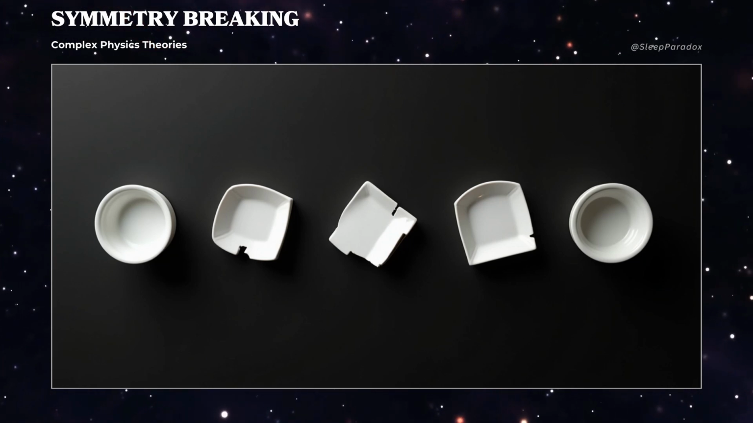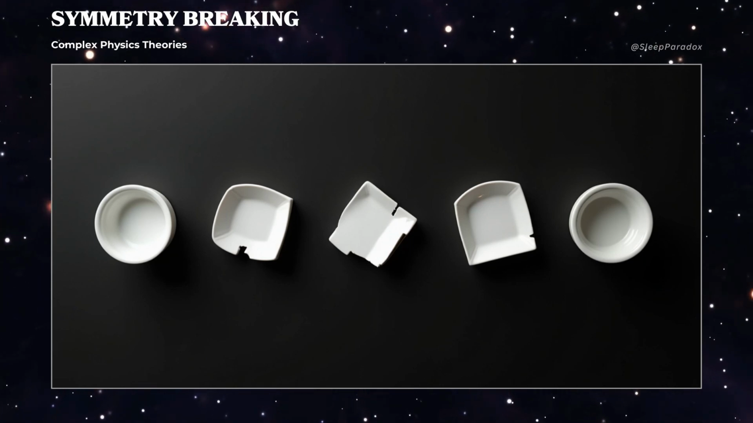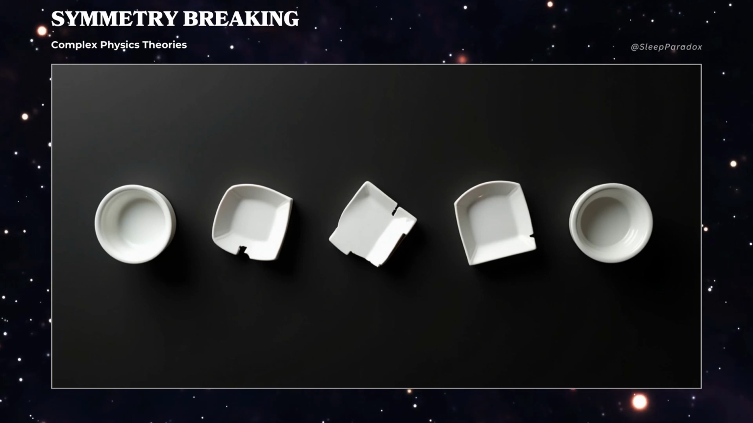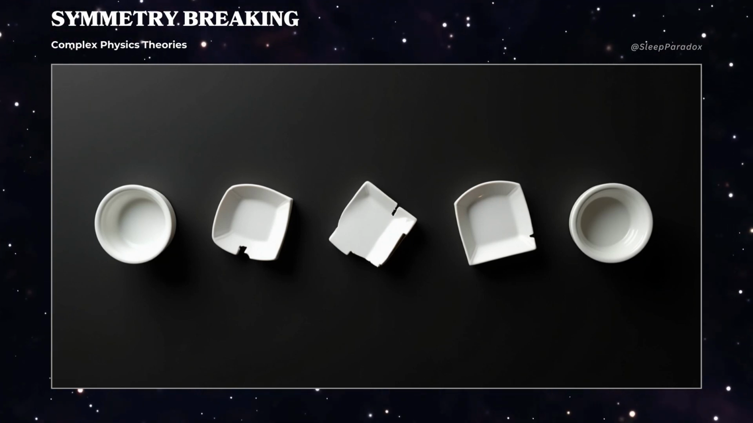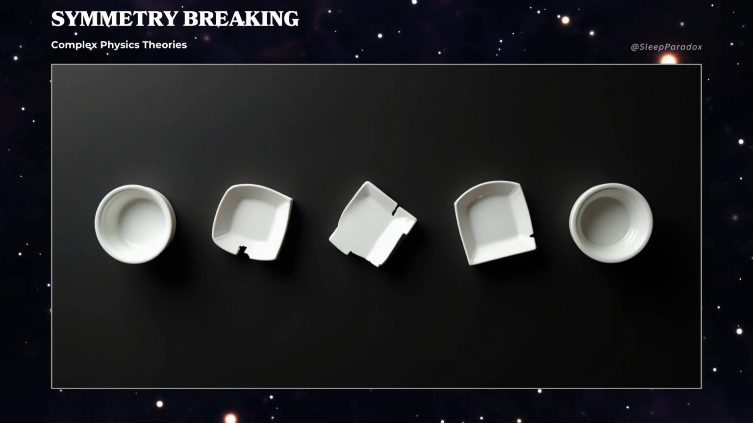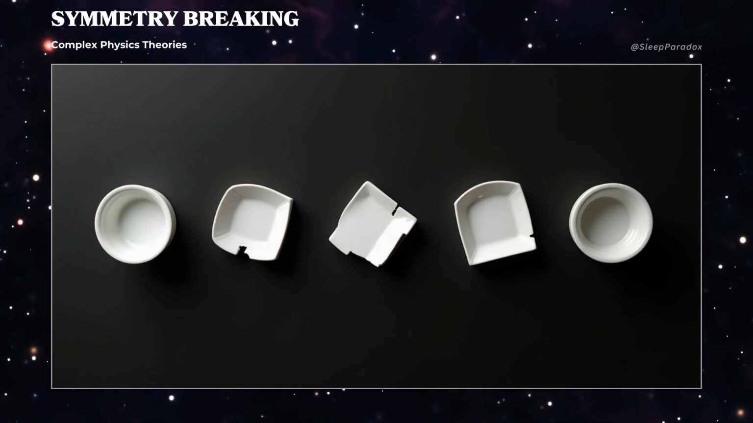But our universe, as we observe it, is not perfectly symmetrical. Particles have different masses. Forces behave differently, galaxies form structures, and not everything is evenly distributed. So, what happened? The answer lies in the idea of spontaneous symmetry breaking. To understand this, imagine a pencil perfectly balanced on its tip.